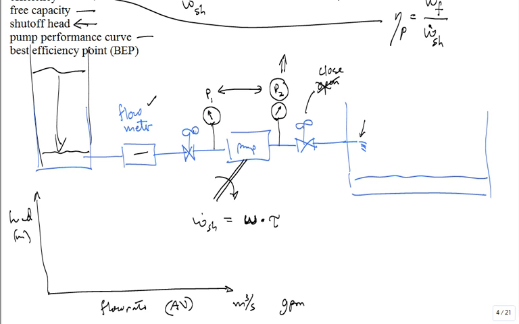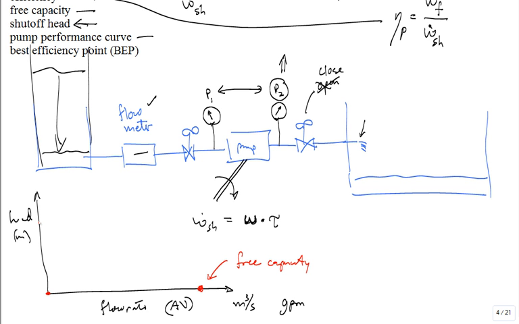So one point is the free capacity, where you just have open flow. It's as much as can go through. You're never going to get as much flow through that pump ever again. But that pump generated no head. That's why it's at this point. It's on the x-axis.